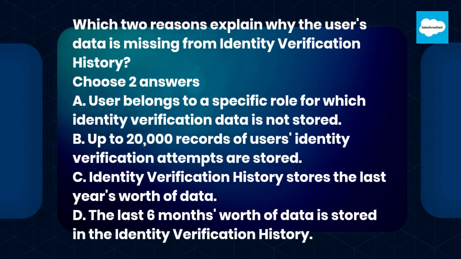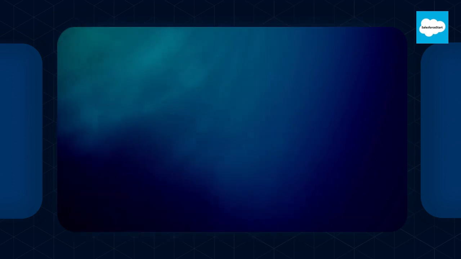Choose two answers. A. User belongs to a specific role for which identity verification data is not stored. B. Up to 20,000 records of users' identity verification attempts are stored. C. Identity verification history stores the last year's worth of data. D. The last 6 months' worth of data is stored in the identity verification history.